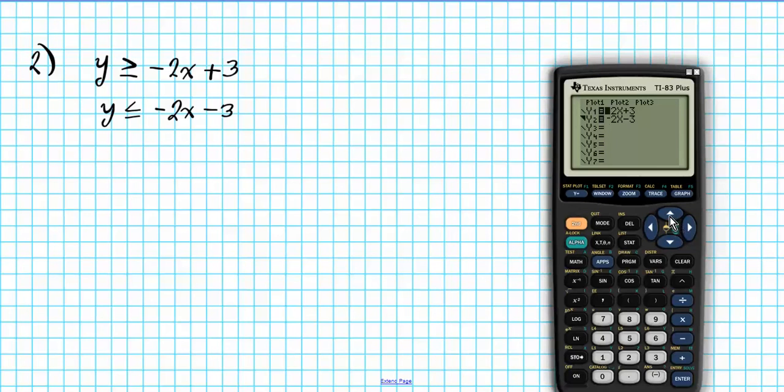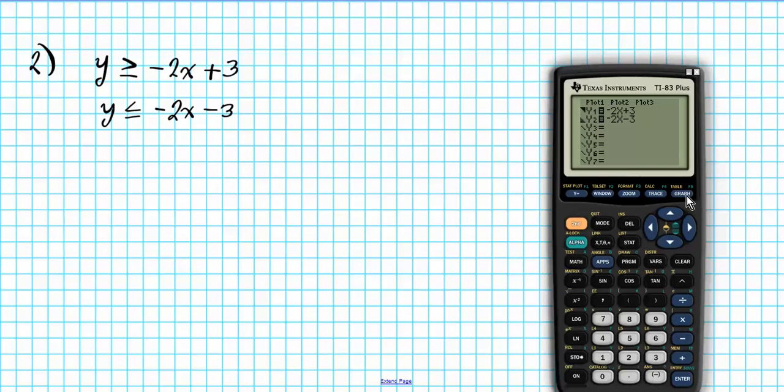So move your cursor all the way to the left. When the line starts flashing, you start to alter the sign by hitting enter. Solid shade above. Perfect. All right, go down. This is less than for the second inequality. Press enter once. So you have this one, you're shading the top. This one, you're shading the bottom.